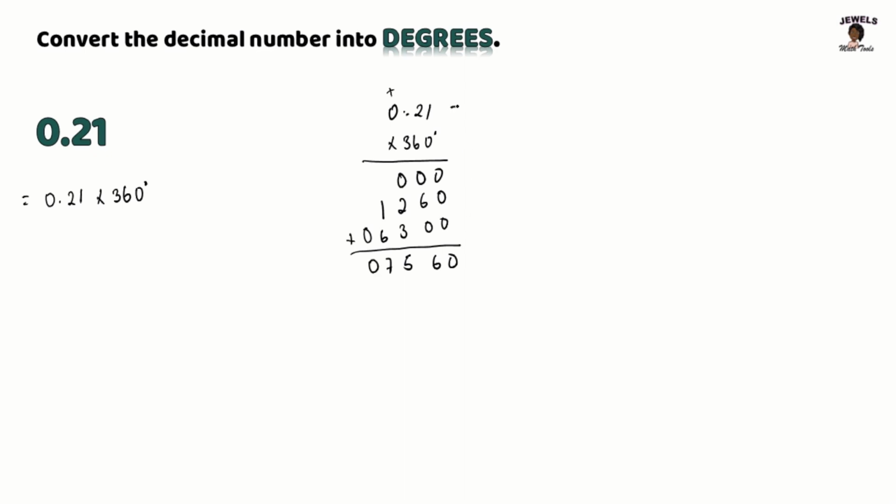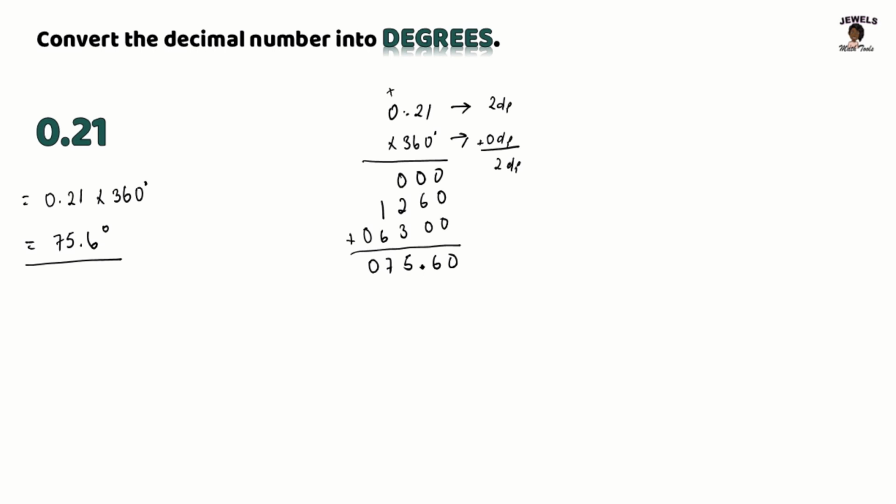So going back to our numbers again, remember we still have to input our decimal point. So 2 digits behind the decimal point in 21/100ths. No digits behind the decimal point in 360. And in total, we're going to have 2 digits behind our decimal point. So we'll count 1, 2, add in our decimal point, and our 21/100ths in degrees is 75.6 degrees.